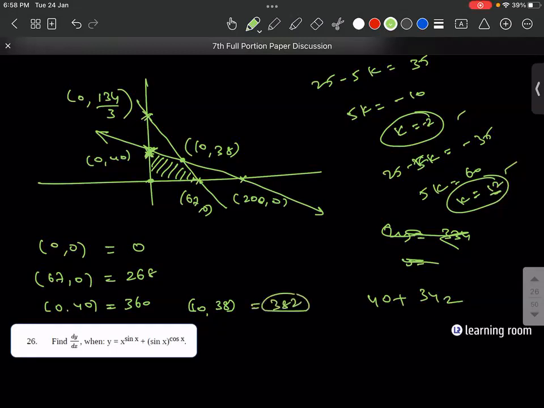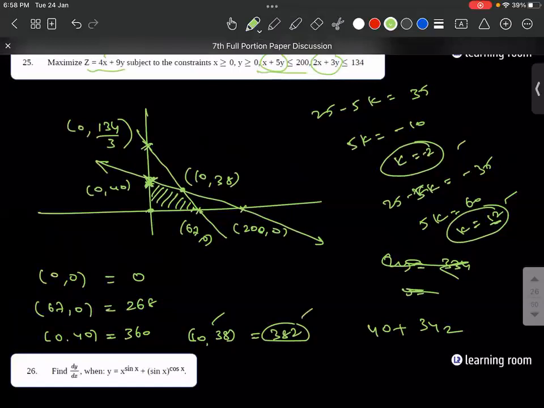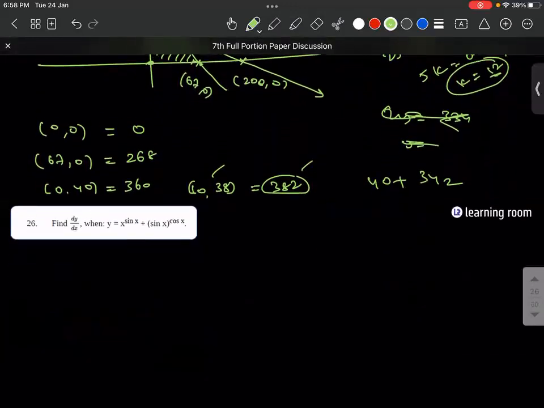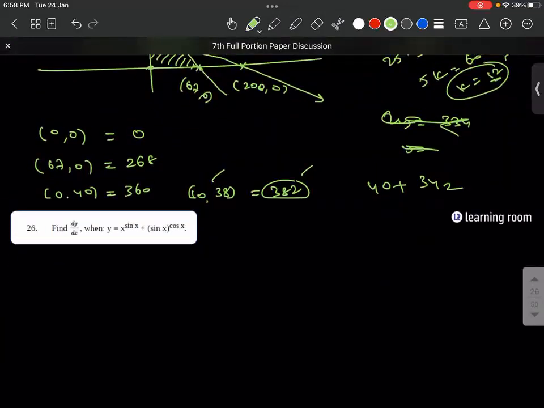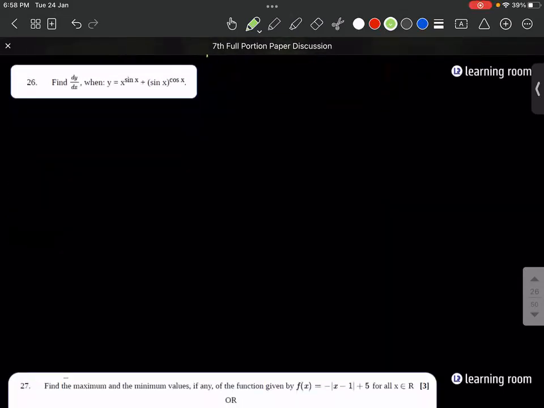So which option is right? Option 10, 38, you get 382. That is the maximum value. Am I clear? Yes or no? Yes, sir.